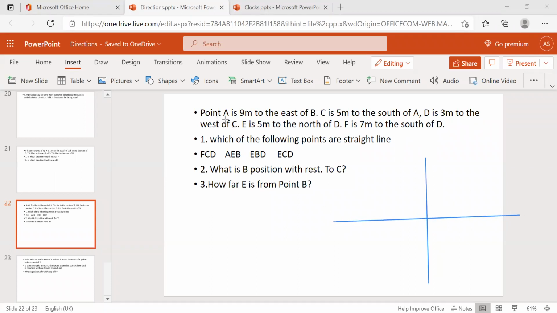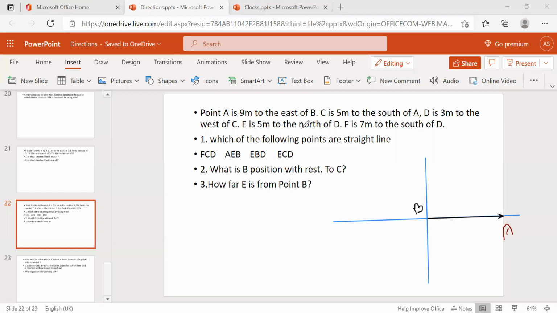First thing, point A is 9 meters to the east of B. Let me take B here. So from B, A is 9 meters to the east, right? This is 9 meters. Which one is it? This is A now.